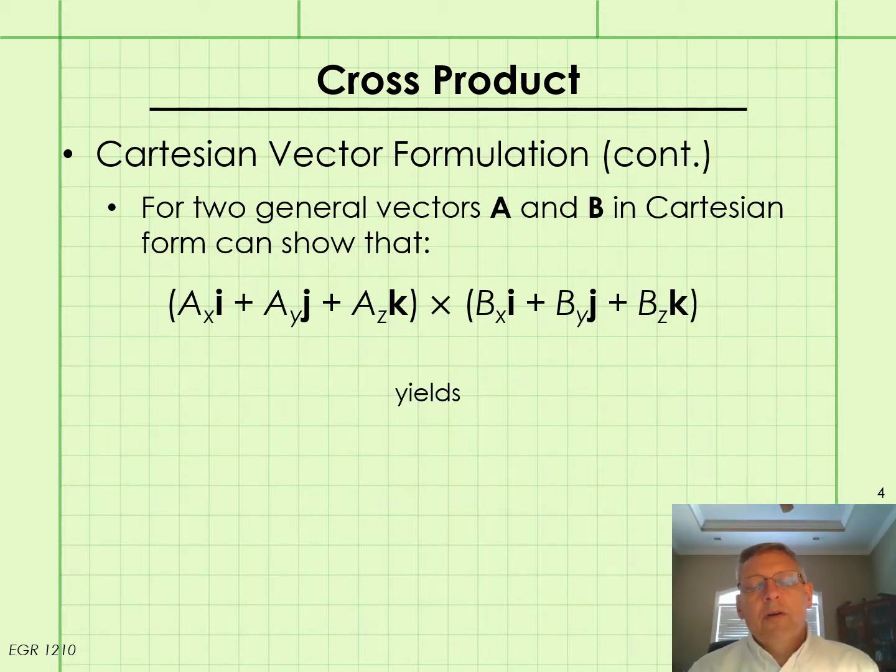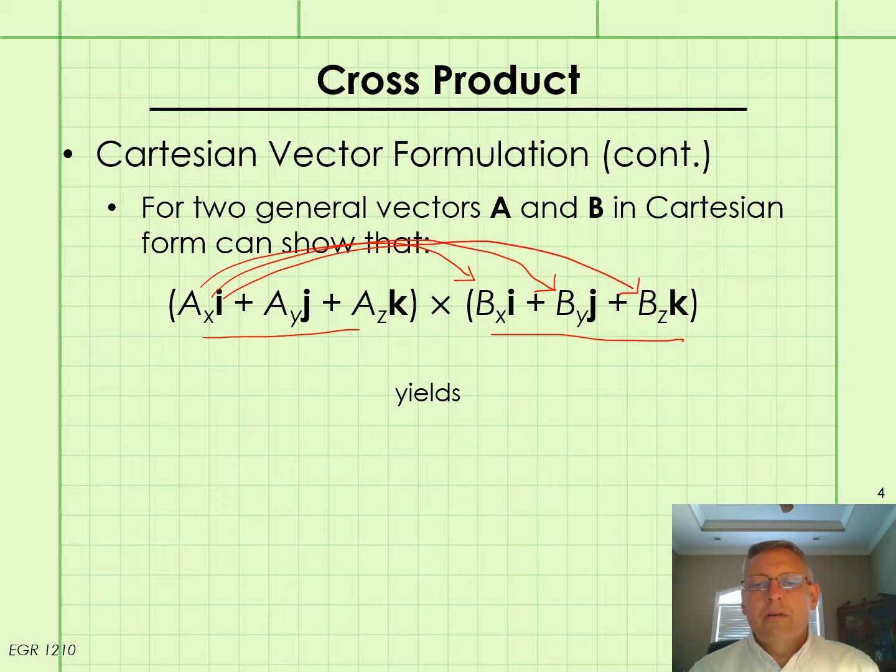So now we can look at the more general case of a cross product of two vectors written in Cartesian form. So here we have vector A written in Cartesian form, vector B written in Cartesian form. So A cross B can be calculated by taking the first term of A, crossing it into the first term of B, first term crossed into the second term, first term crossed into the third term, second term crossed into the first term, and so on.